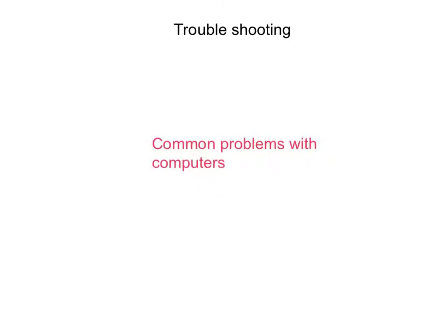One subject that we haven't covered yet is troubleshooting, and that is basically working out common problems with computers. There are multiple ways that you can approach sorting out computer problems. For example, there's a difference between hardware and software problems. So we'll start off by examining the differences between hardware and software troubleshooting.